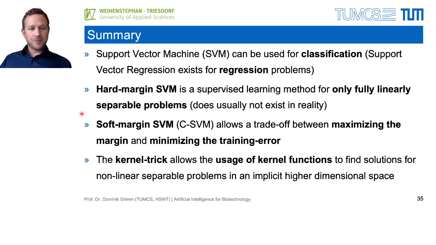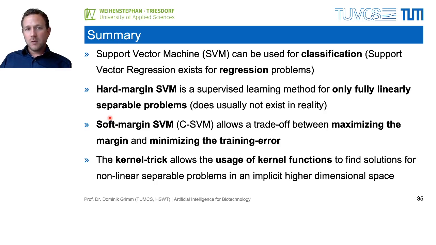And then we introduced the so-called soft margin SVM or C-SVM. Here in the soft margin SVM, we have this additional parameter C, which is a trade-off between maximizing the margin and minimizing the training error. And this then can be extended with the so-called kernel trick, which allows us the usage of kernel functions, so of similarity functions, to find solutions for nonlinear separable problems in an implicit higher dimensional space.